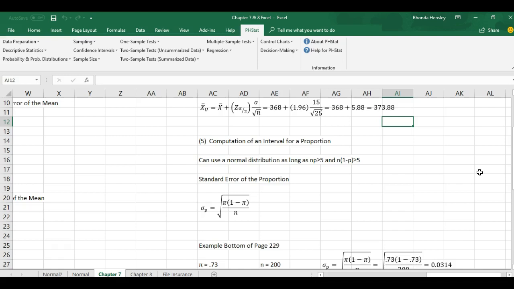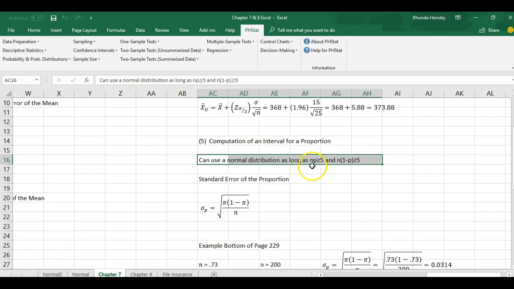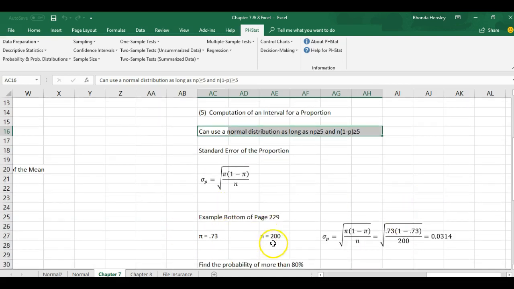When you dealt with proportions back in chapter 5, we used a discrete distribution, which was a binomial distribution. And you can, under certain circumstances, if your sample size is large enough, assume that the empirical rule applies, and you can use a normal distribution to look up areas. So the rule is you can use a normal distribution as long as your sample size times your proportion is greater than or equal to 5, and your sample size times 1 minus your proportion is also greater than or equal to 5.